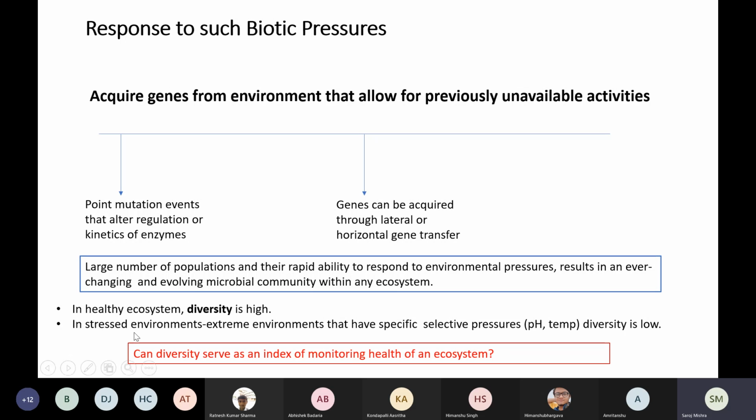As I said, in a healthy ecosystem the diversity is very high. In stressed or extreme environments, with very specific selective pressures like pH or very high temperature, the microbial diversity is very low. Then the question becomes: can diversity serve as an index of monitoring the health of an ecosystem?